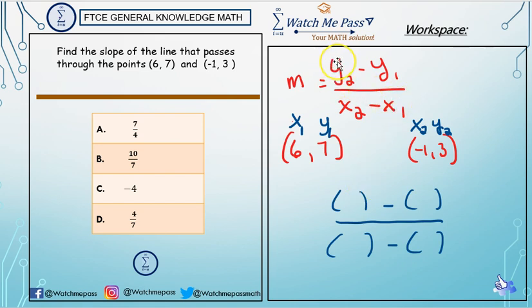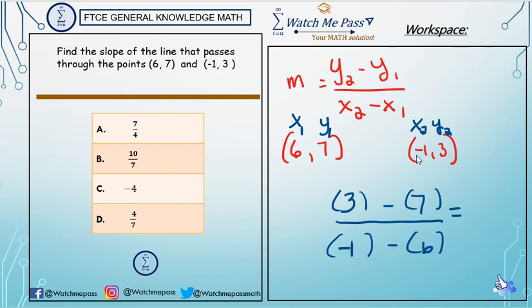So I just say y2. Well, what's y2? It's 3. 3 goes in here. Then I say what's y1? y1's here, and then 7 goes here. And I do the same for the x's. x2 is right here. It's negative 1. And then x1 is going to be 6.